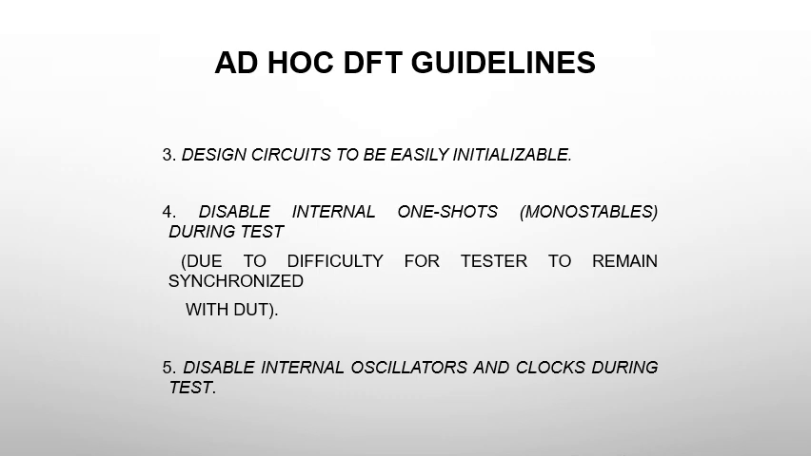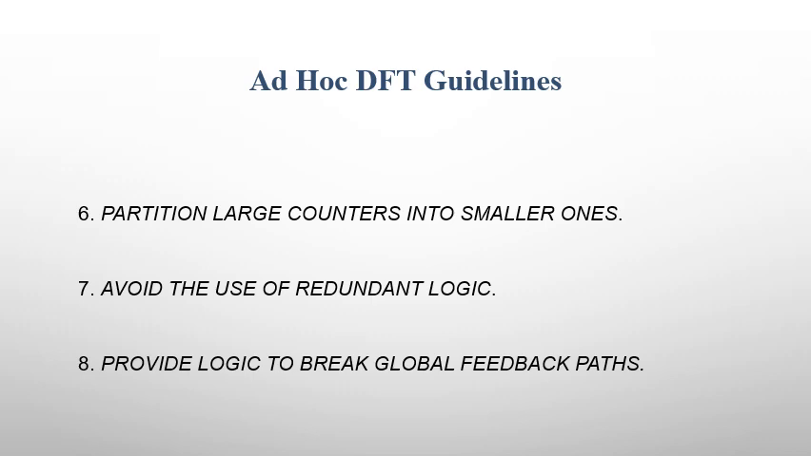Next one, disable internal oscillators and clocks during the test. Partition large counters into smaller ones. It's already discussed: a larger portion is subdivided into smaller portions and then it becomes compatible with testing. Avoid the use of redundant logic. Provide logic to break global feedback paths. It will break the global feedback path to reduce the difficulty of testing the circuits.